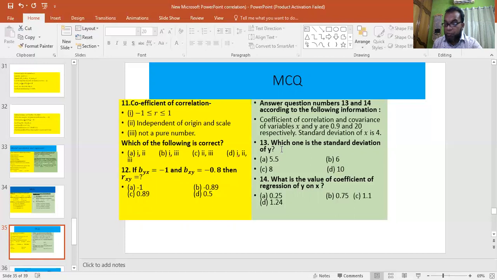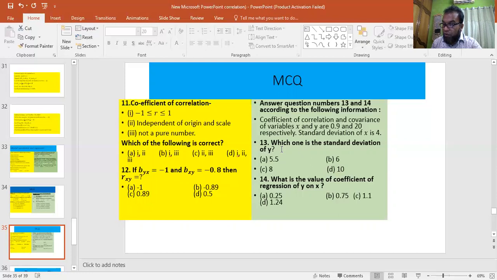And the standard deviation of x, sigma x, is given. We have to find out sigma y. Here r equals 0.9, covariance xy equals 20, and sigma x equals 4. So r equals 0.9 and you have to find out sigma y with the help of the formula.